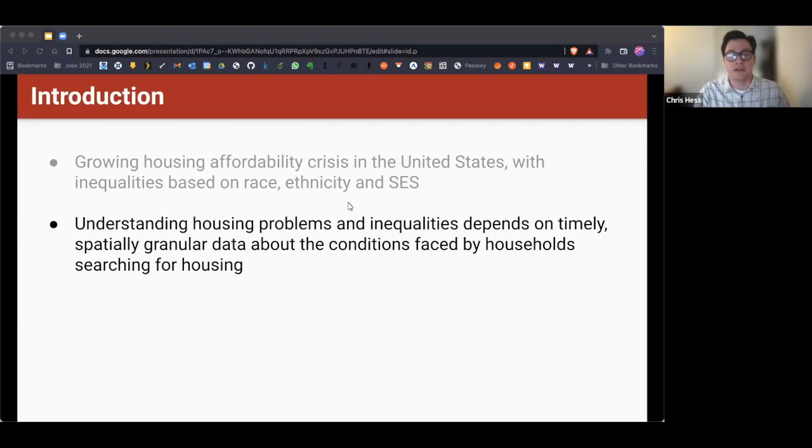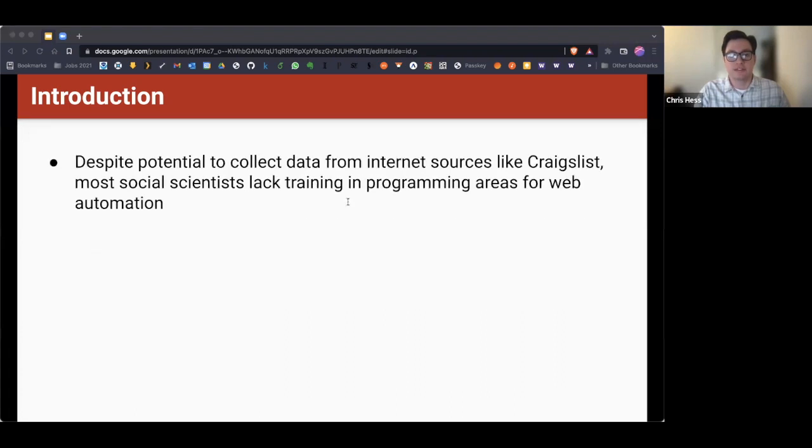However, to be able to adequately study housing problems like unaffordability, social scientists need timely and spatially granular data about the conditions that households face when they're searching the market for their next dwelling. While existing public and industry data come with important trade-offs in terms of their timeliness, geographic specificity, and methodological transparency, data about housing opportunities in a given area are nonetheless publicly available 24/7 on websites like Craigslist and Zillow.